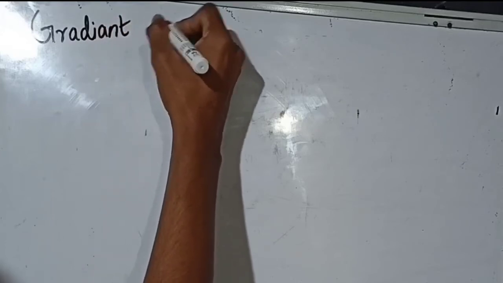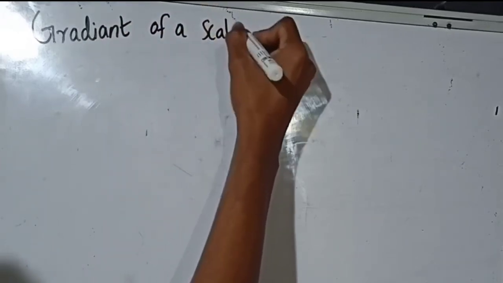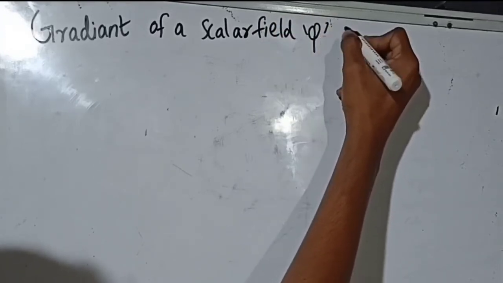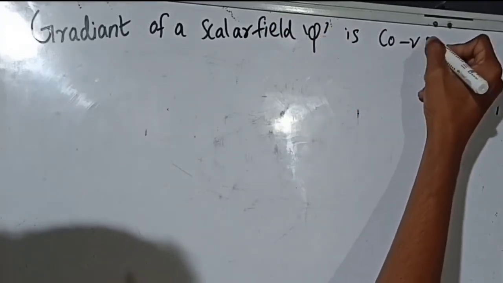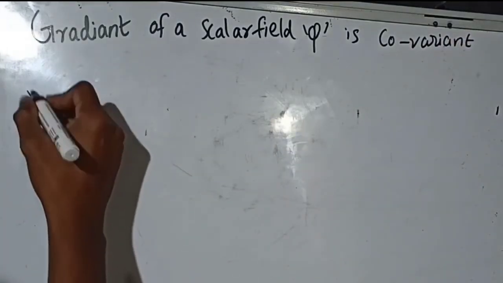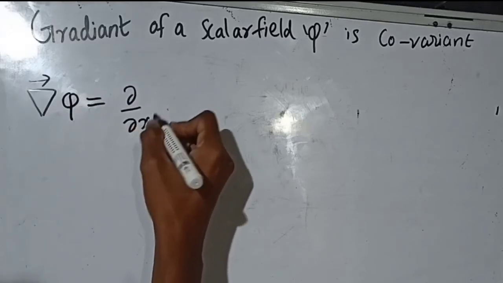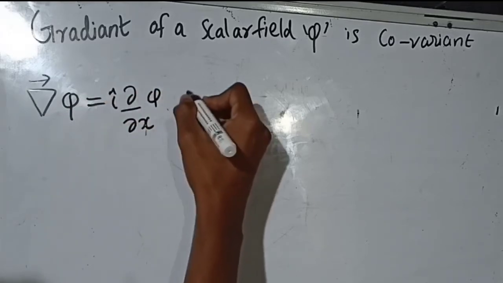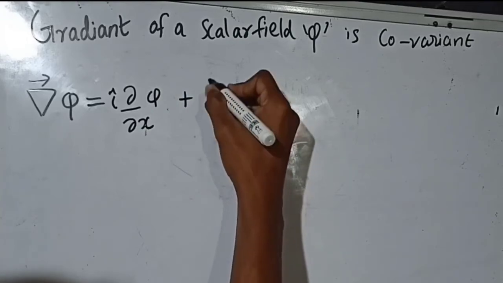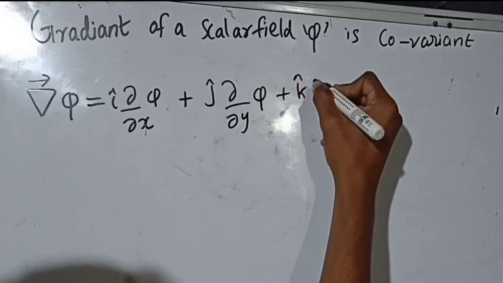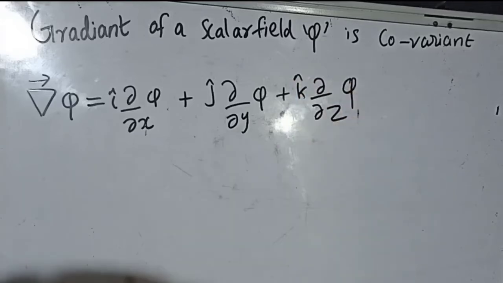So let me add an additional example for the covariant vector. We all know about the gradient of a scalar field phi, and we can take the gradient of a scalar field phi as del phi, which is equal to dou phi by dou x, which is the ith component, the jth component as dou phi by dou y, and the kth component as dou phi by dou z.